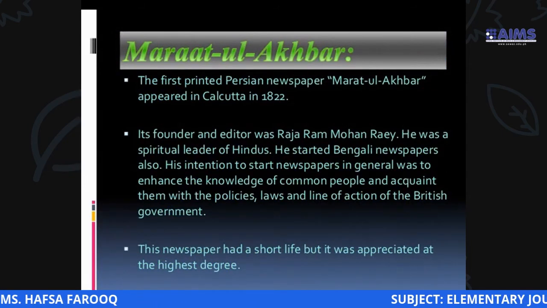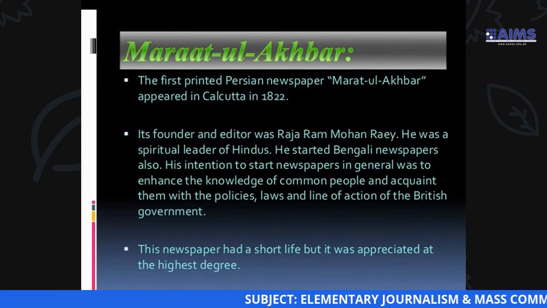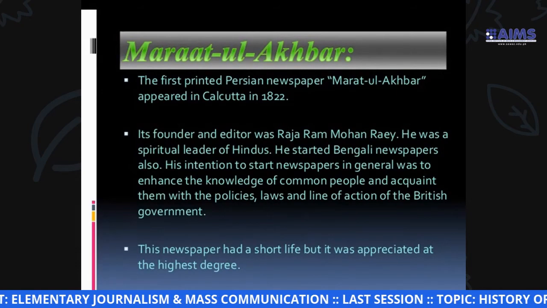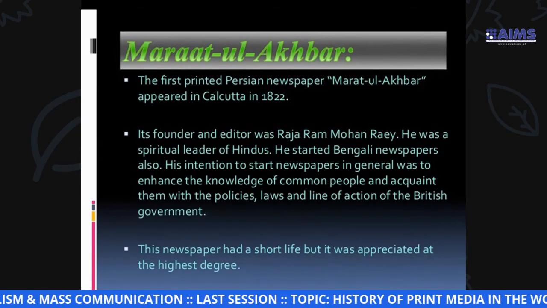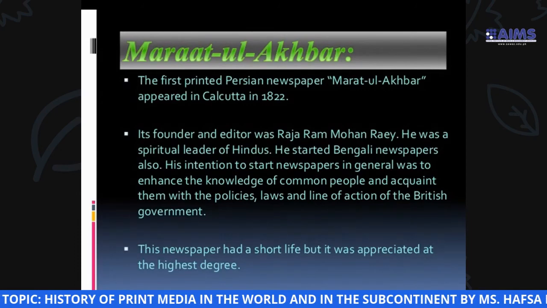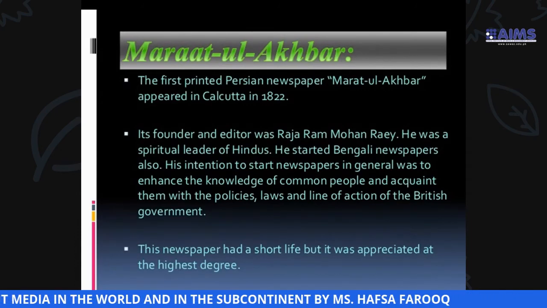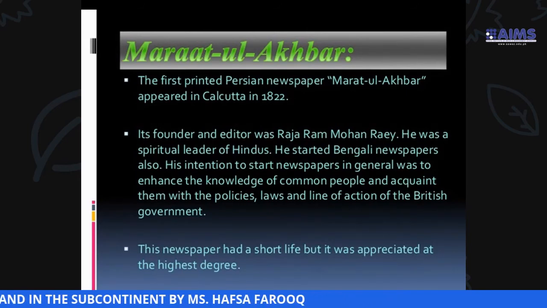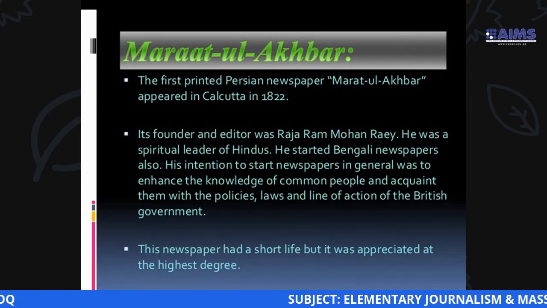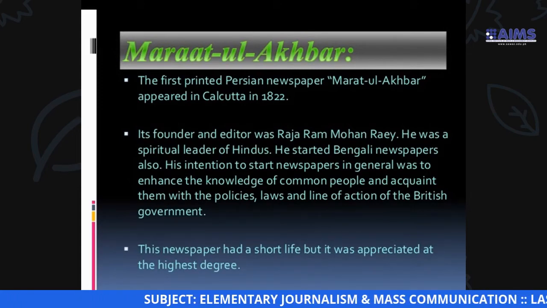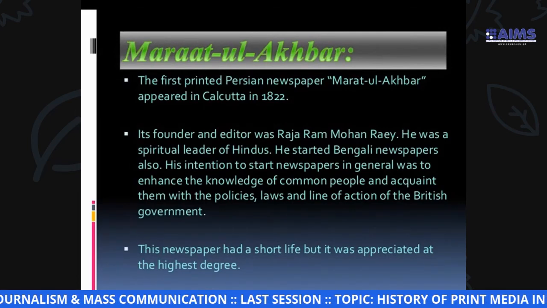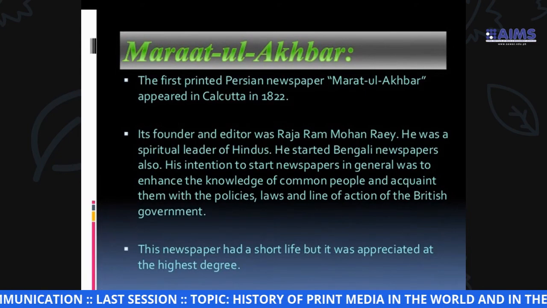Maratul Akbar. The first printed Persian newspaper, Maratul Akbar, appeared in Calcutta in 1822. Its founder and editor was Raja Ram Mohan Rai. He was a spiritual leader of Hindus. He started Bengali newspapers also. His intention to start newspaper in general was to enhance the knowledge of common people and acquaint them with the policies, laws, and line of action of the British government. This newspaper had a short life, but it was appreciated at the highest degree.